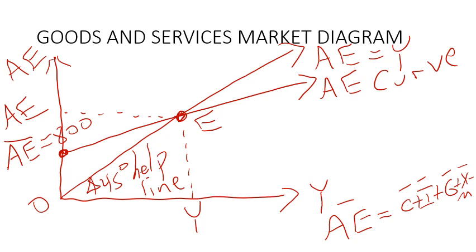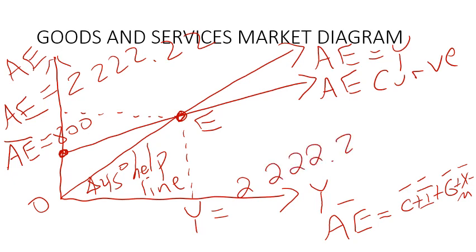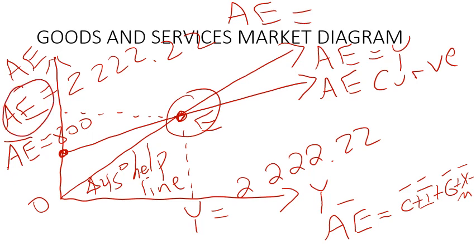And what are the values? Well, what is the value of aggregate expenditures? It's 2,222.22. That's how much is demanded and how much is supplied. Y is equal to 2,222.22. That's the meaning of equilibrium. Aggregate expenditures right here are equal to Y right here.